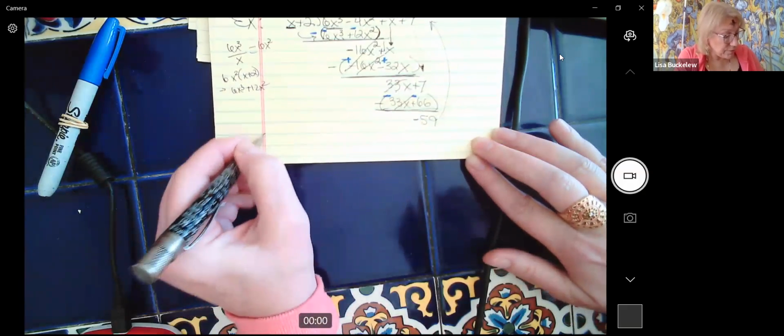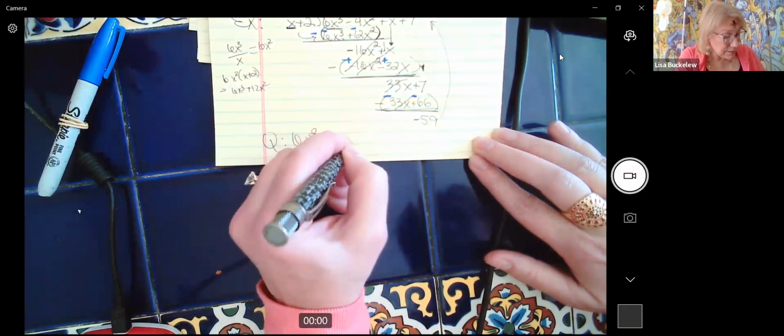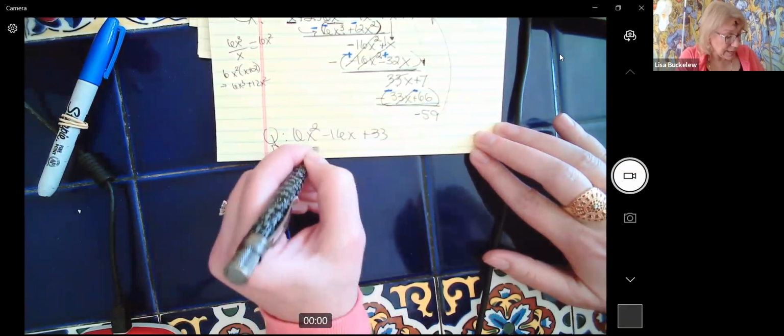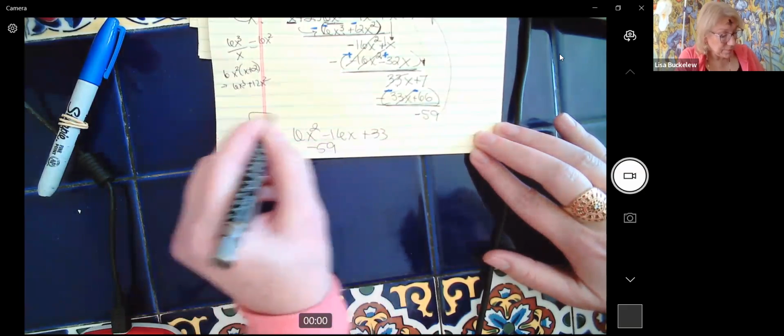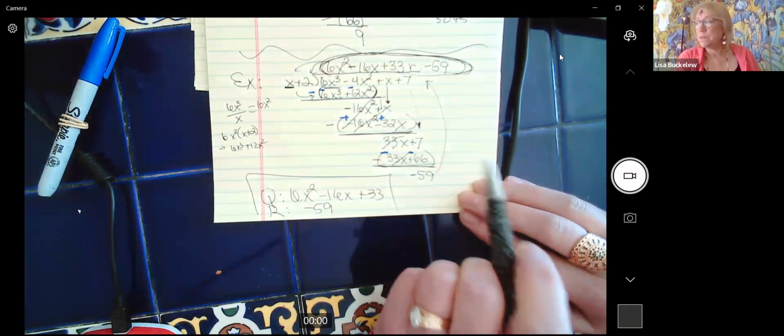Okay, so the final answer then, the quotient is 6x squared minus 16x plus 33, and the remainder is going to be negative 59. Okay, so that's how you do what we call polynomial long division.